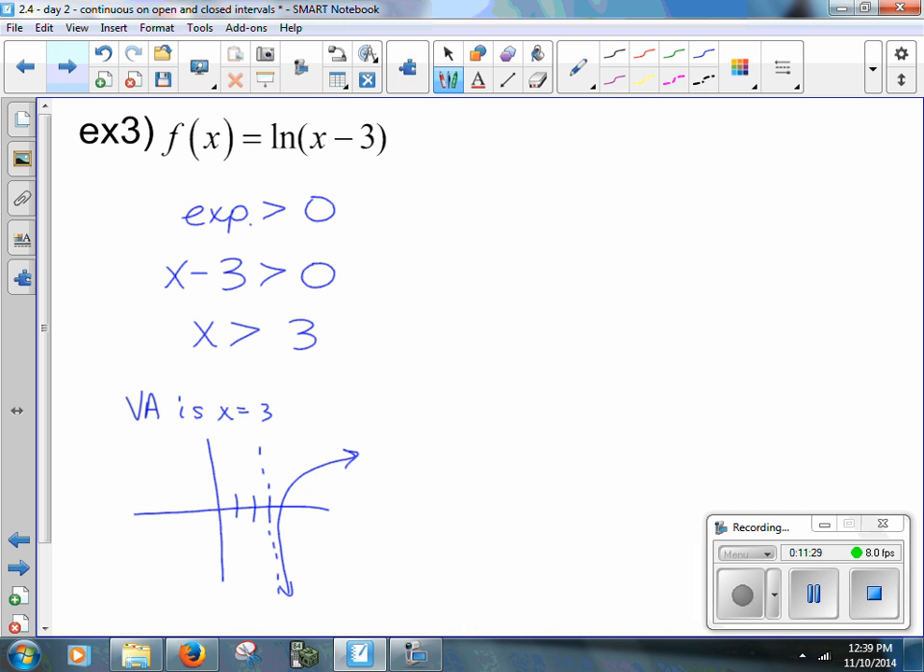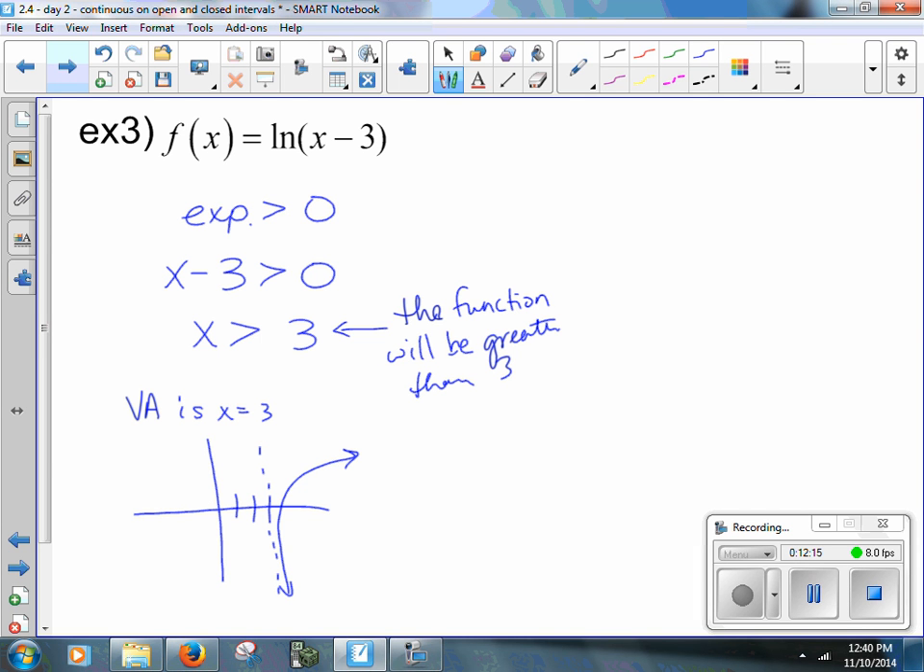Now, what did my instructions ask for? Where is it not continuous? Let me ask it this way. Will the function be continuous when x is greater than 3? So x is less than or equal to 3. What does this mean, x is greater than 3? Everything on the right side of 3. That means that every point on that graph, every point on that curve, will be greater than 3, correct?